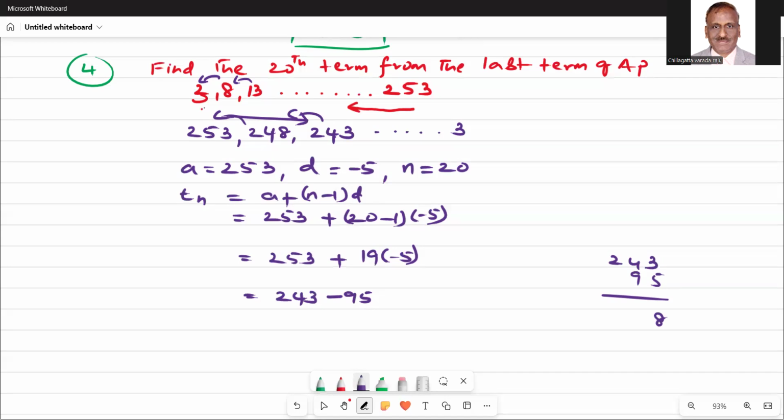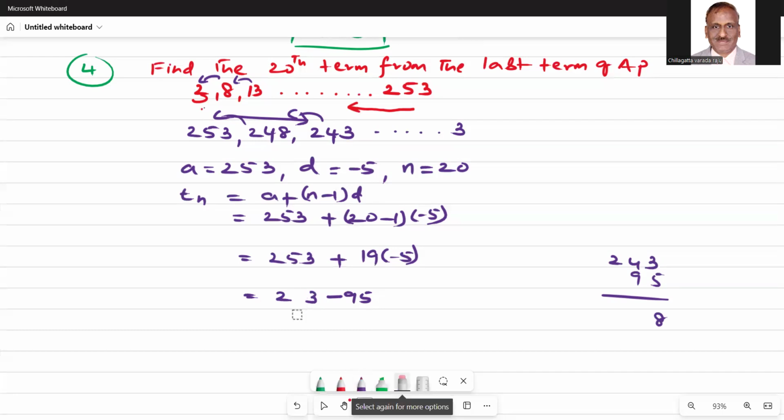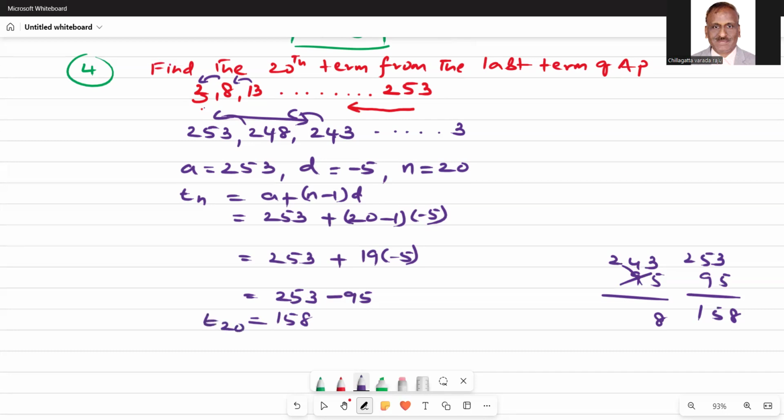Again, 253, sorry, not 243. This is 253. It is 253 minus 95. That is 13 minus 5, 8. 14 minus 9, 5 and 1. That gives you 158. So that means T20, the 20th term from the back, or from the last term, is 158.